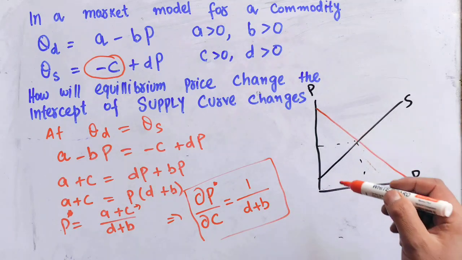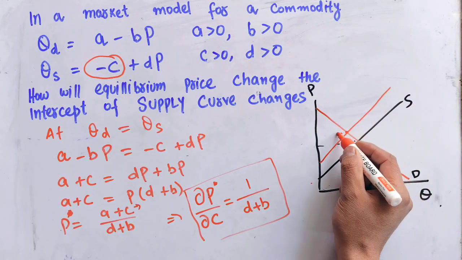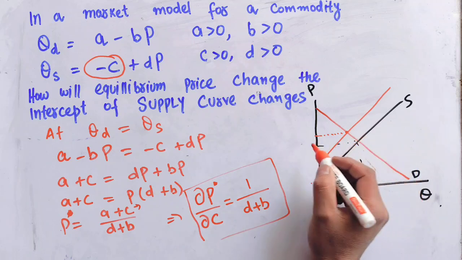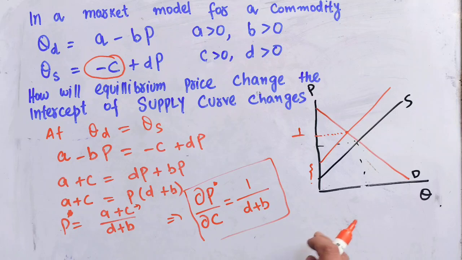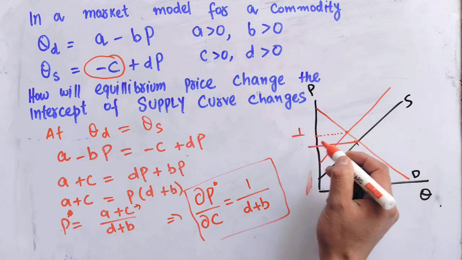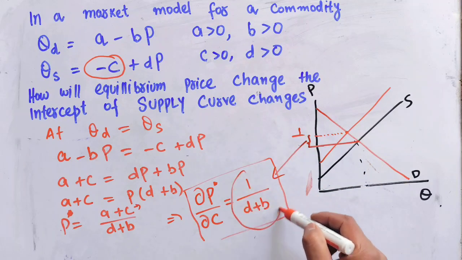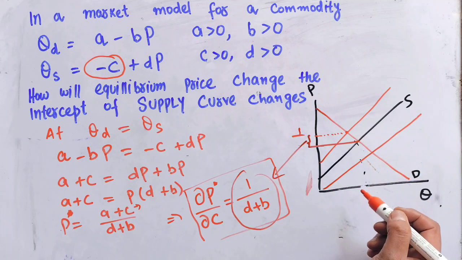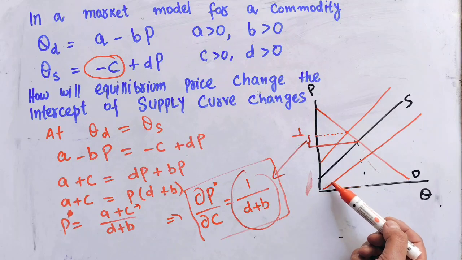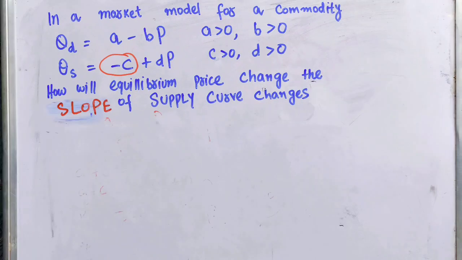If the intercept was here, it can shift like this, and our equilibrium price changes by this term. Or the supply curve can shift towards the right. So in both cases, when the intercept changes, our equilibrium price will change according to this condition. Next, we will learn how the equilibrium price changes when the slope of the supply curve changes.